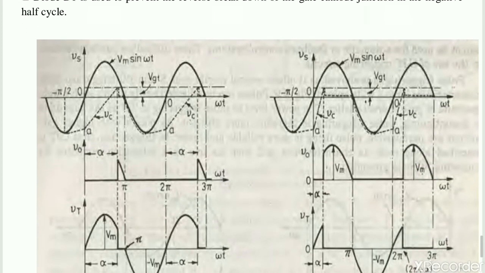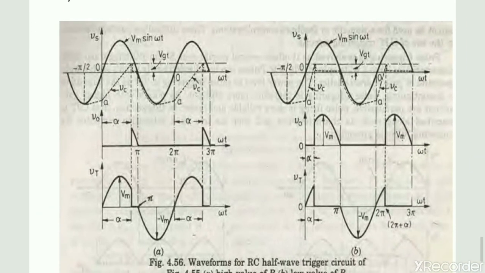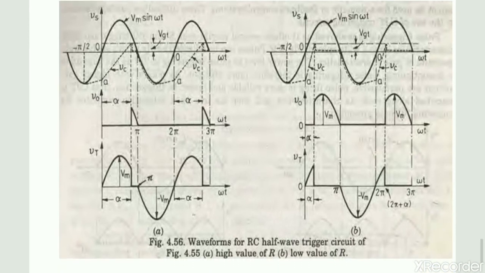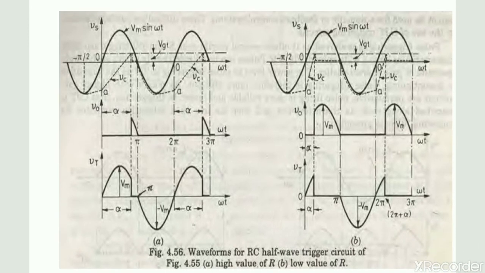So these are the waveforms for the RC triggering of SCR. The first waveform, that is waveform A, is for a high value of variable resistor capital R, and the second waveform is for a low value of capital R. We can see if we provide a high value of variable resistance, then the capacitor will take more time to charge, that is the dotted waveform in the first waveform A. From the dotted line we can say the capacitor is taking more time to charge.